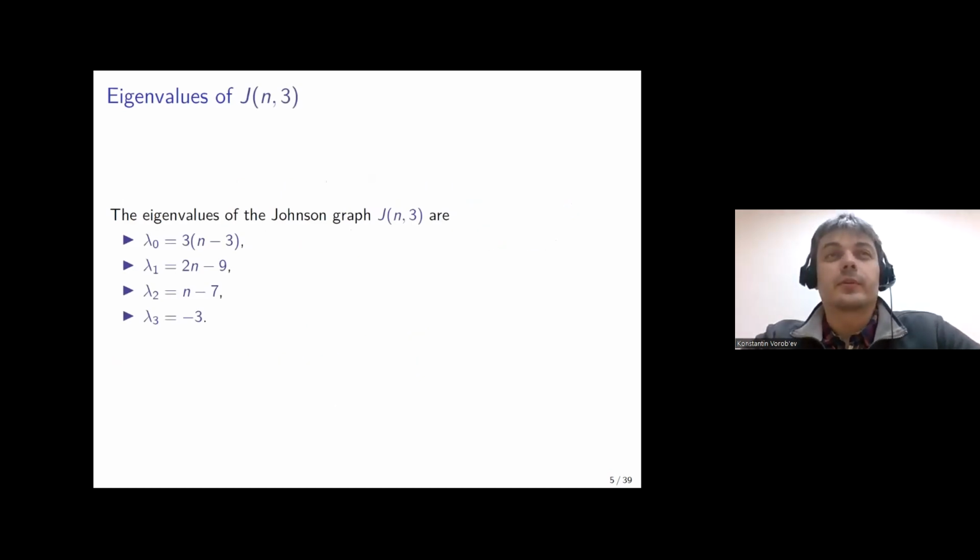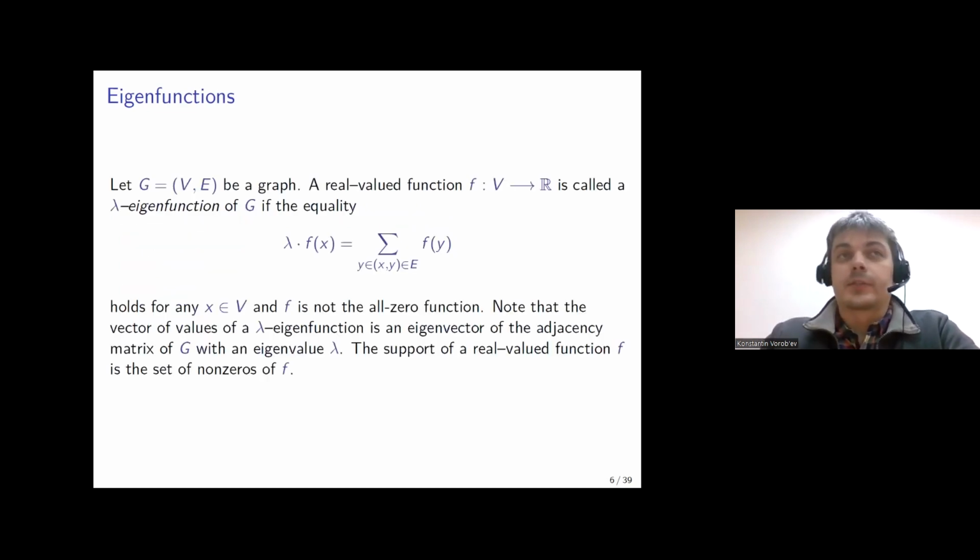As for the Johnson graph J(n,3), there are exactly 4 different eigenvalues, from lambda_0 to lambda_3, and lambda_0 is just the degree of our graph because it's regular, so it's equal to 3 multiplied by (n minus 3). Next, we have defined eigenspaces, but for our purposes, it's more convenient to use the language of functions instead of vectors. So let me define the lambda-eigenfunctions of a graph.